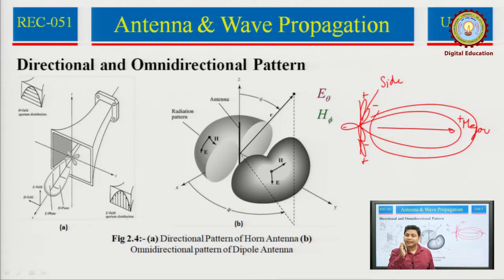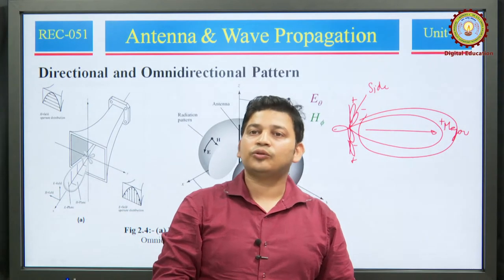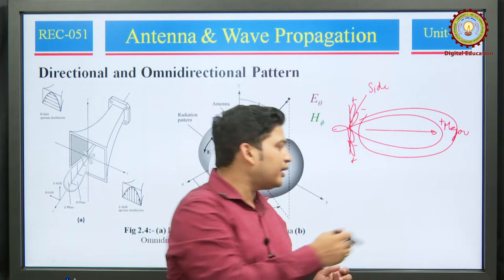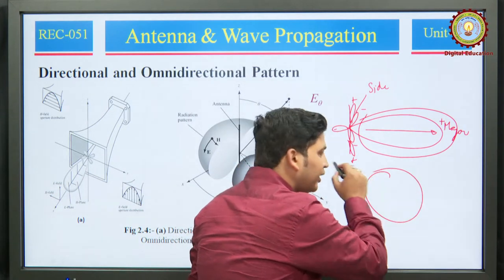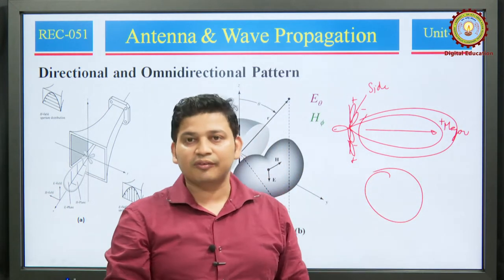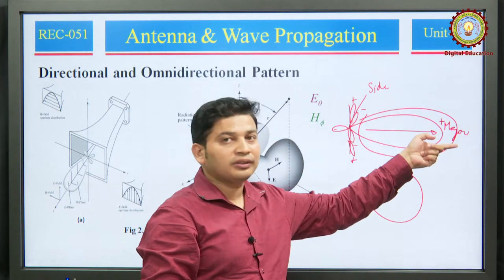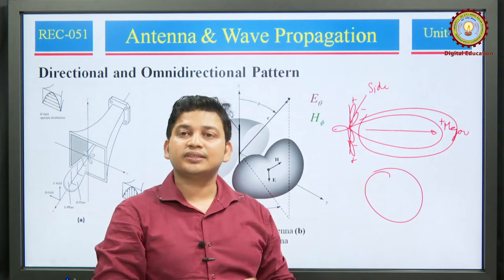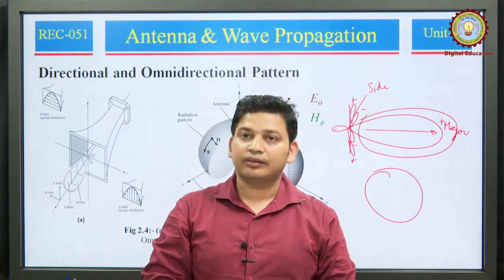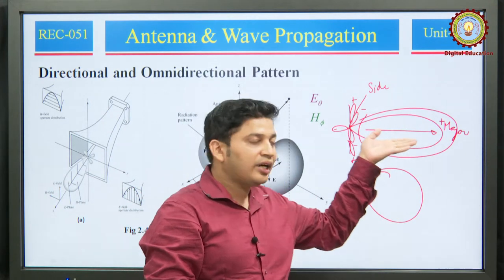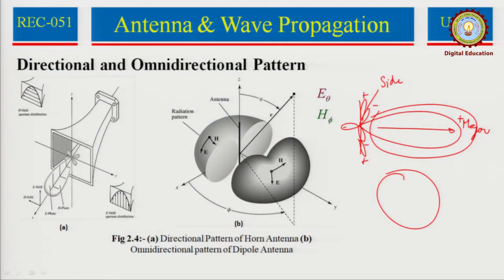So, it is directed into a particular direction, and thus it is known as a directional pattern, rather than circling around the whole area covering 360 degrees. It is intended to cover this particular portion, so it is termed a directional radiation pattern. Most applications require this type of pattern. Okay, so this is directional. On the other hand, what is omnidirectional?